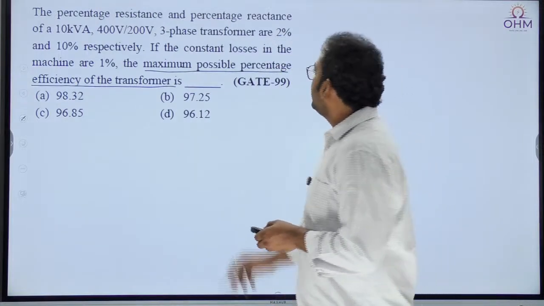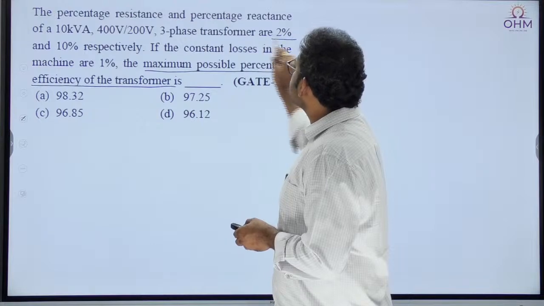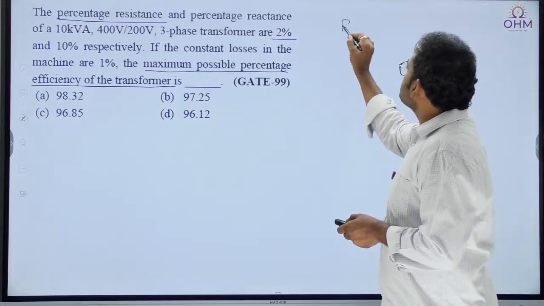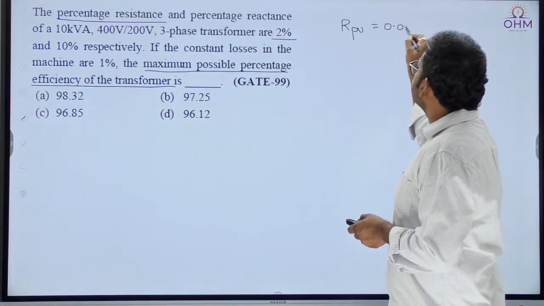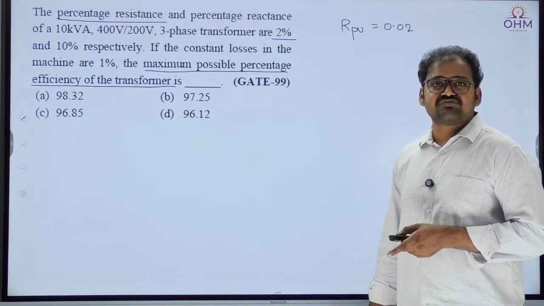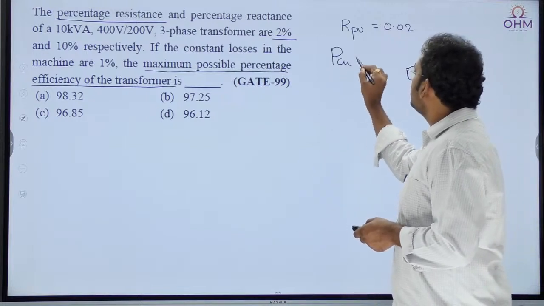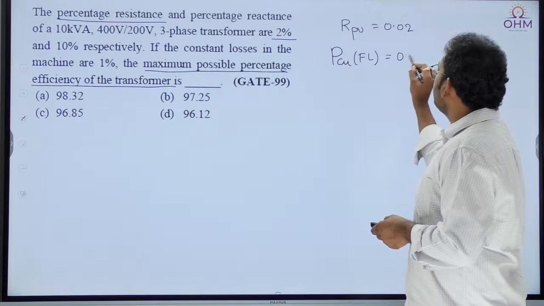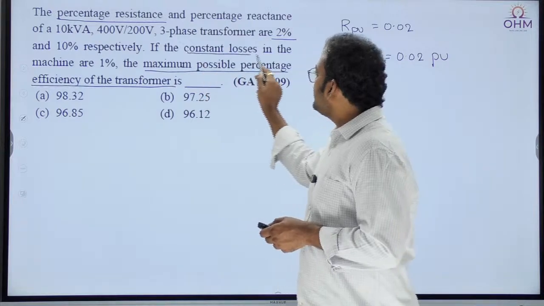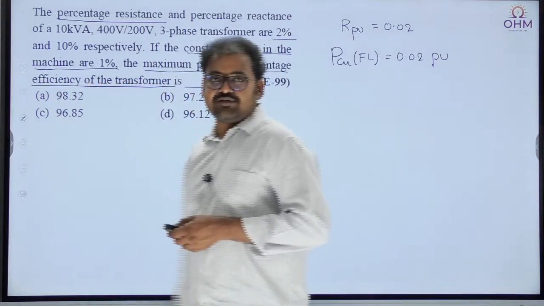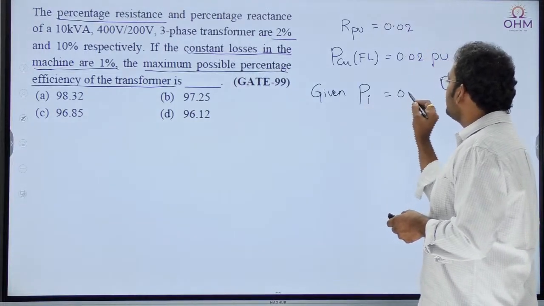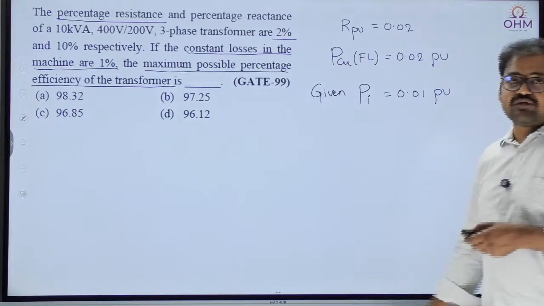For that purpose, percentage resistance is given. What is the percentage resistance? Yes, percentage resistance was 2%. That means what is the per unit resistance? That is 0.02. We know per unit resistance is nothing but the full load copper loss value of the transformer, in per unit. Next, iron losses are already given, because we know constant losses are nothing but iron losses only. Iron losses are equal to 1%, that means 0.01 per unit.